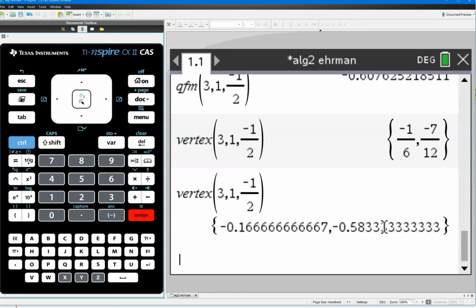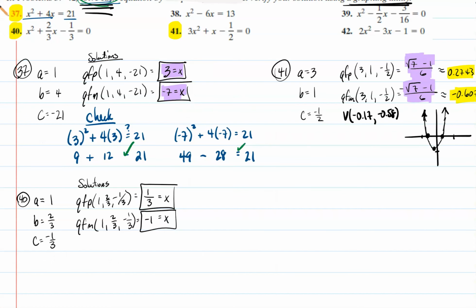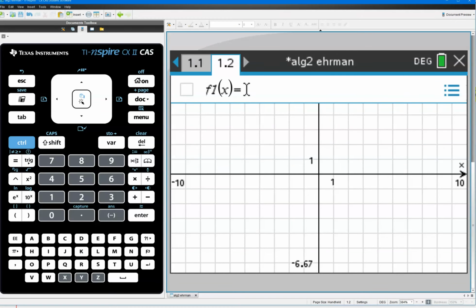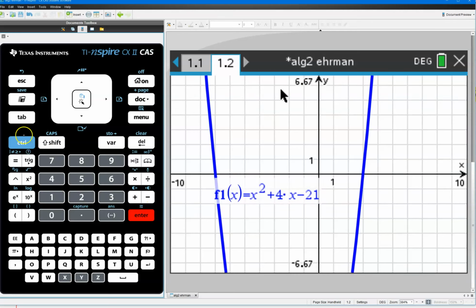I'm going to use my TI calculator again. If I press Control Dock, I can add a graphs page. Now the first equation was x squared plus 4x equals 21, but I better write that in a more quadratic form. We'll call this x squared plus 4x minus 21. That'll give us the same a, b, and c values that we need.